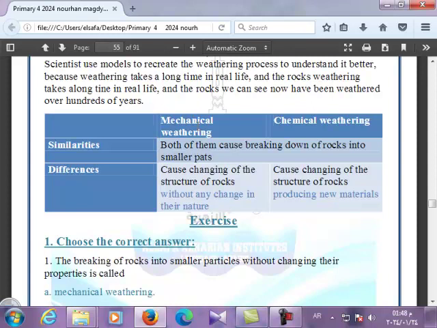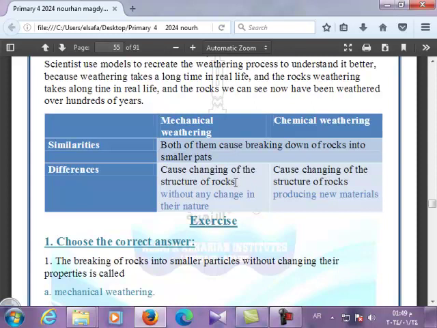We make a comparison between mechanical weathering and chemical weathering and look at the similarities and the differences between them. The similarity is that both of them cause the breaking down of rocks into smaller parts. The difference is that mechanical weathering causes changing of the structure of rocks without any change in their nature, while chemical weathering causes changing of the structure of rocks, producing new material.